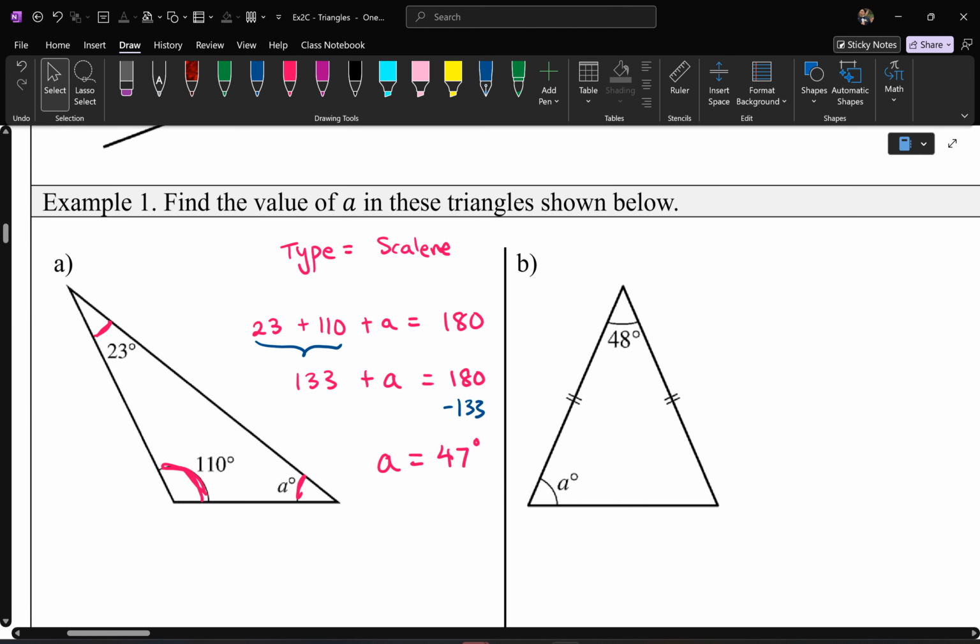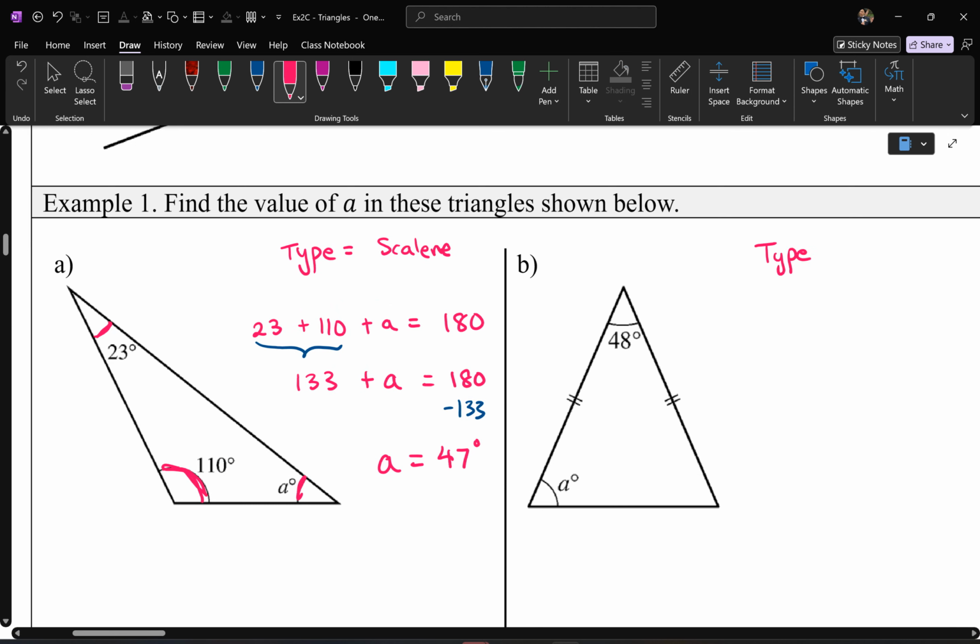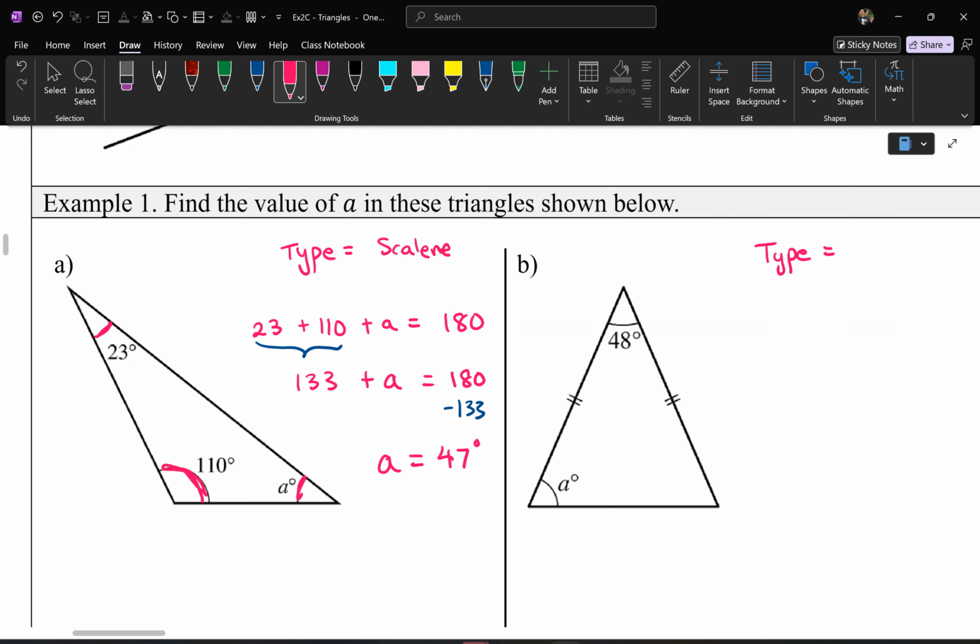Next one, you have to use a property. Question B. What type of triangle do I have for B? What type of triangle is this? It's an isosceles. Very good. And we know that because they both have two dashes. The two dashes imply that they must be equal in length. But if they're equal in length, you can see there's a symmetry here.